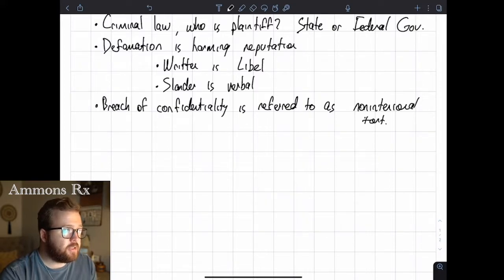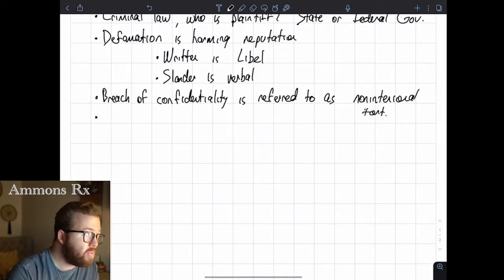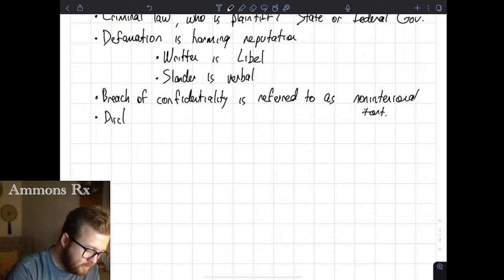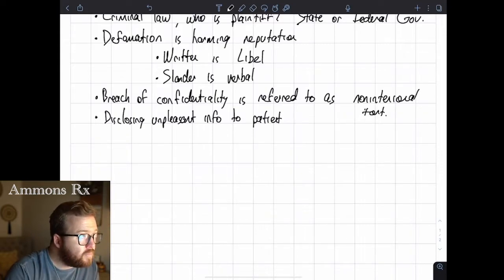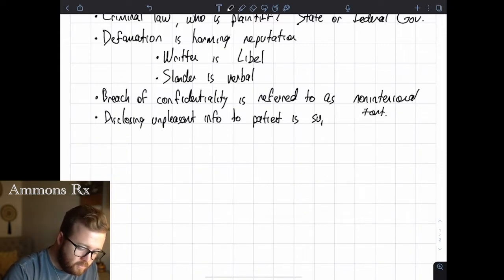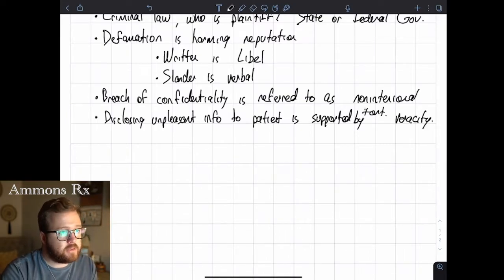Disclosing unpleasant information to a patient is best supported by the concept of veracity. So veracity is the concept that will help disclose that information. Patients deserve to hear the truth all the time. So even if it is a tough decision, it's important that healthcare providers be straightforward and ultimately tell them what's going on with them.